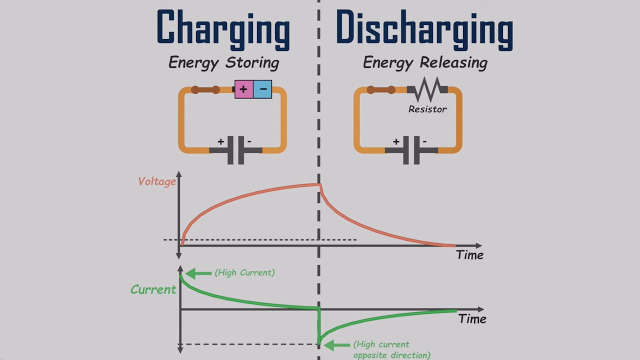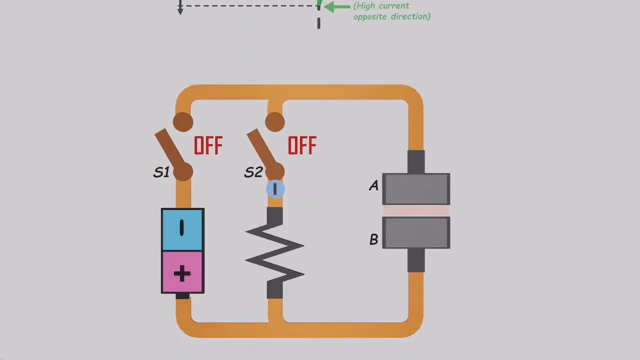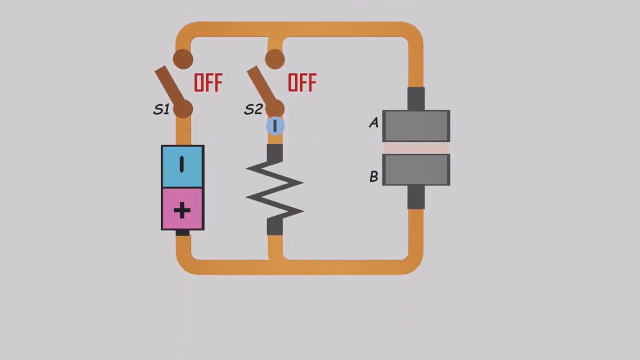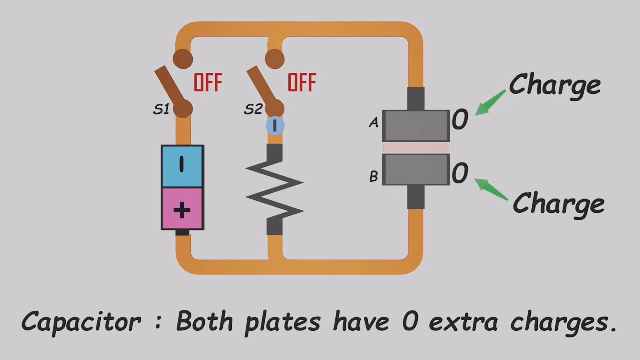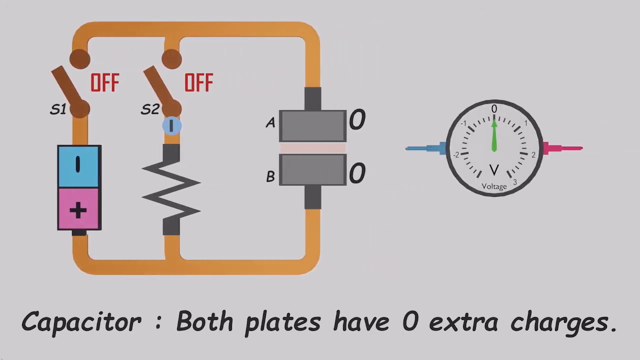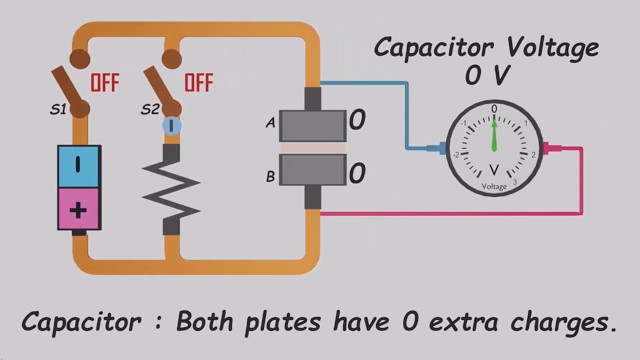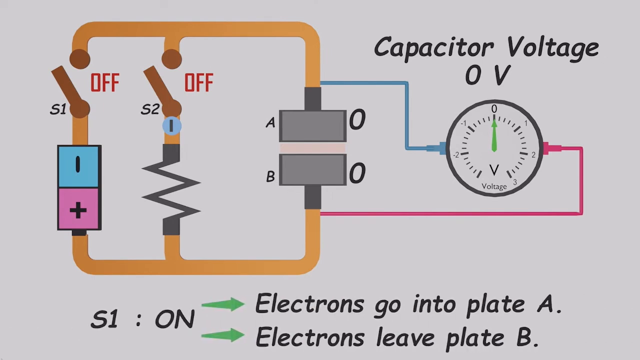Let's continue our exploration. We've modified our circuit to observe capacitor charging and discharging. Initially, both plates are charge neutral, resulting in zero capacitor voltage. If we turn on switch S1, current will flow, and the capacitor will start to charge.